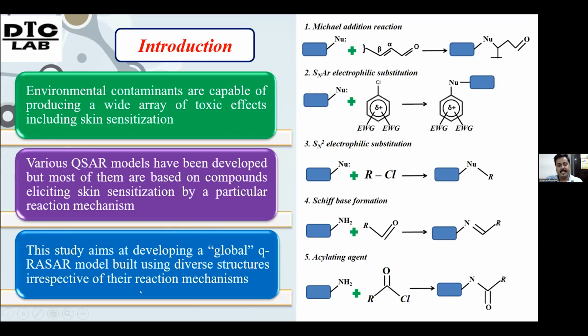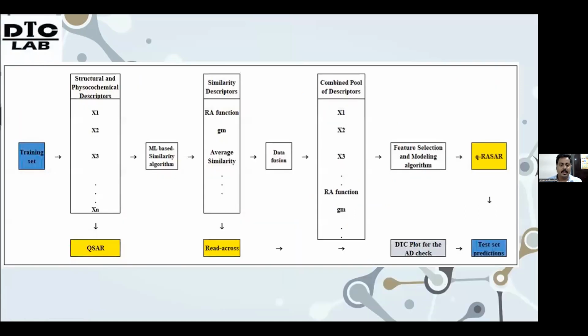Now, this study aims at developing a global Q-RASAR model built using diverse structures, irrespective of the mechanism of action on the skin. The concept of Q-RASAR comes from merging the concepts of QSAR and read-across. In QSAR, we compute various structure and physicochemical descriptors. Additionally, we compute similarity-based descriptors that can be used for read-across. We combine the structure and physicochemical features with the similarity descriptors to obtain a complete descriptor pool, from where we can perform feature selection and develop the Q-RASAR model in a QSAR framework.